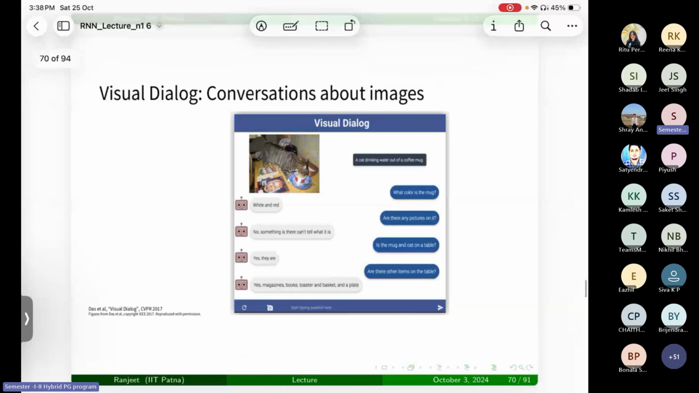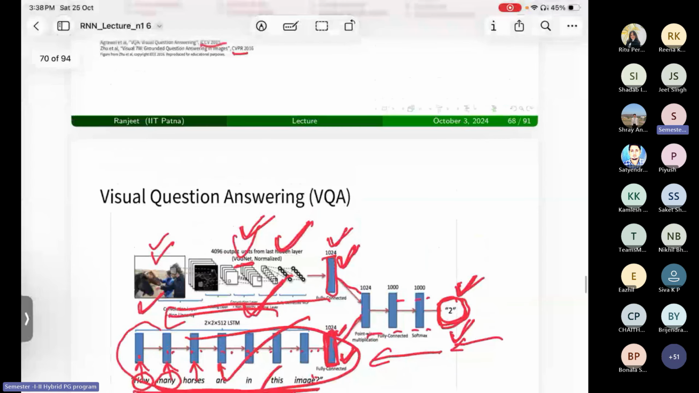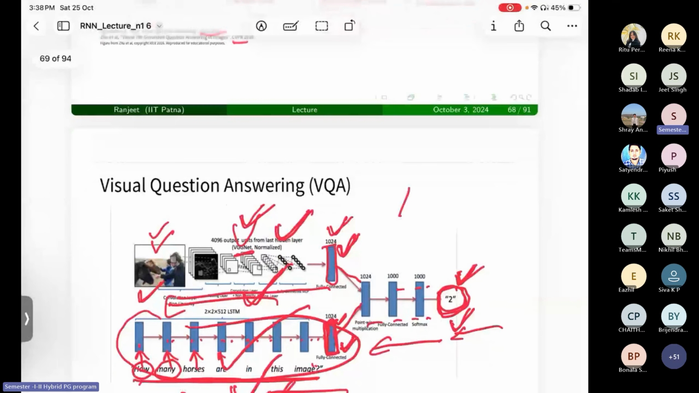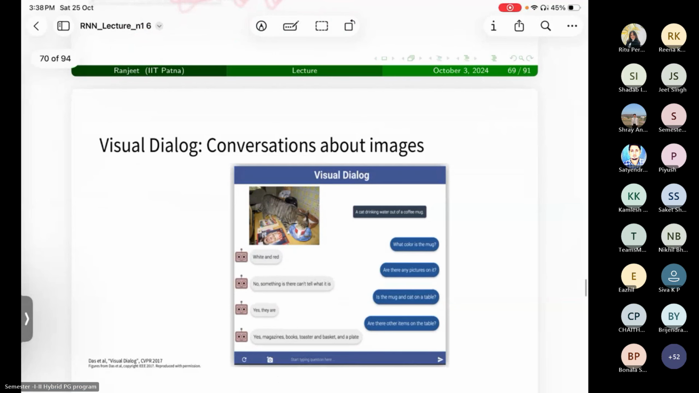Okay. Now, you can even make this problem more challenging. Here we were just asking a question about the image. Now go for asking multiple questions about the image. Suppose you have been given this image. It's called visual dialogue, so conversations about the image. You give this image, and your model says, a cat drinking water out of a coffee mug. So your model is giving the description.